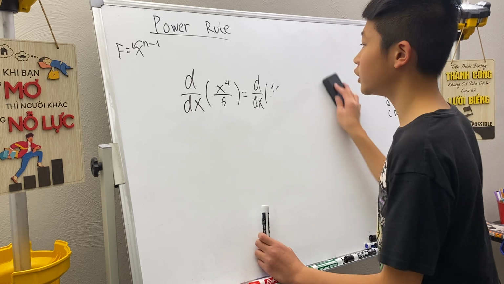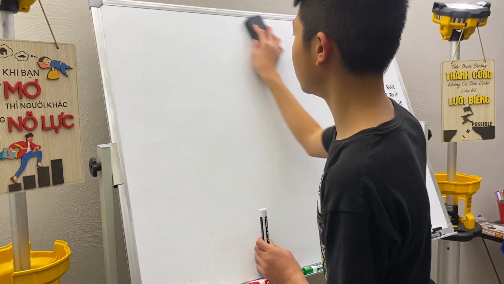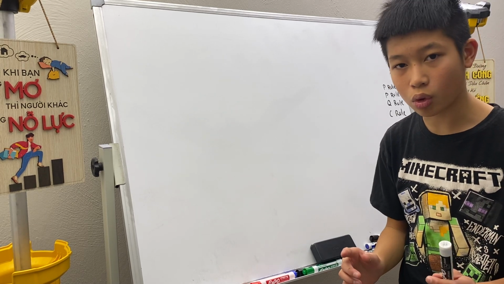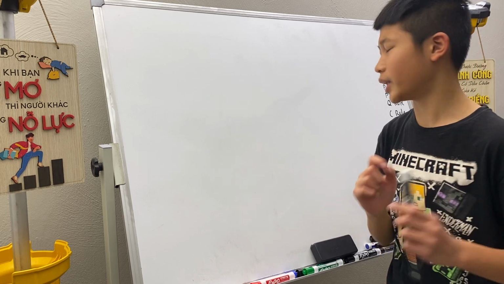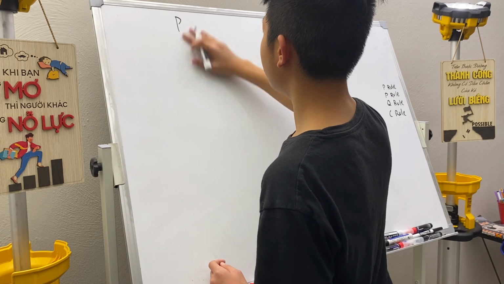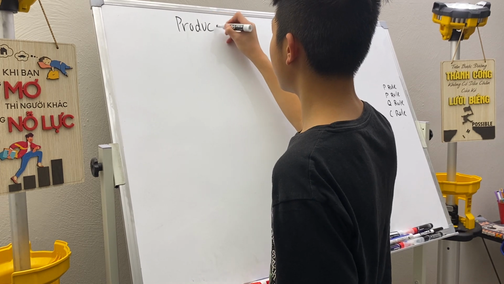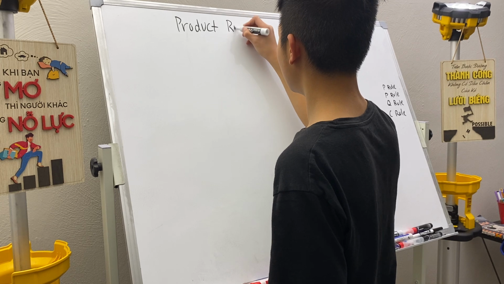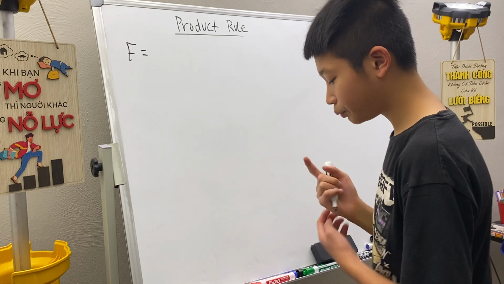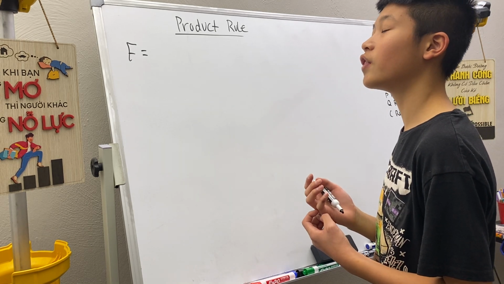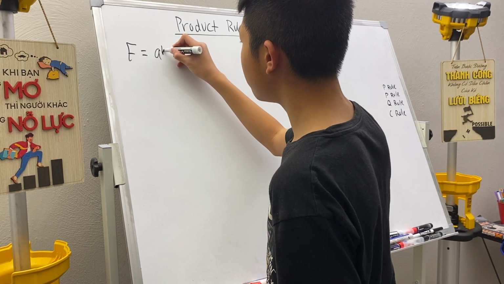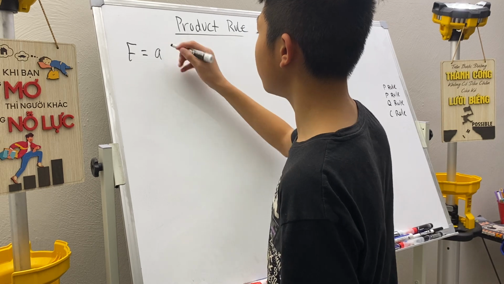Okay, so that is all for the power rule. Good. Now it's going to be the product rule. And product is the same thing as multiplication. This is called the product rule for derivatives. And the formula is equal to this. The formula of a function a times b. Yeah, a times b.